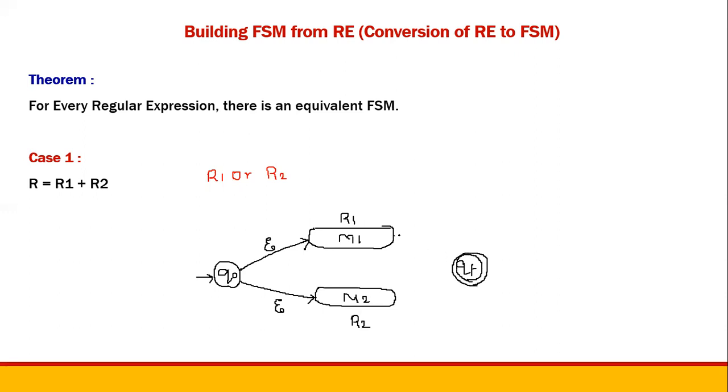I need not read anything else. After reading regular expression 1, I can read epsilon, or after reading regular expression 2, I can read epsilon also. Once I read this, it will reach the final state. So this is the template, the layout you have to remember whenever there is an expression with the or operator.